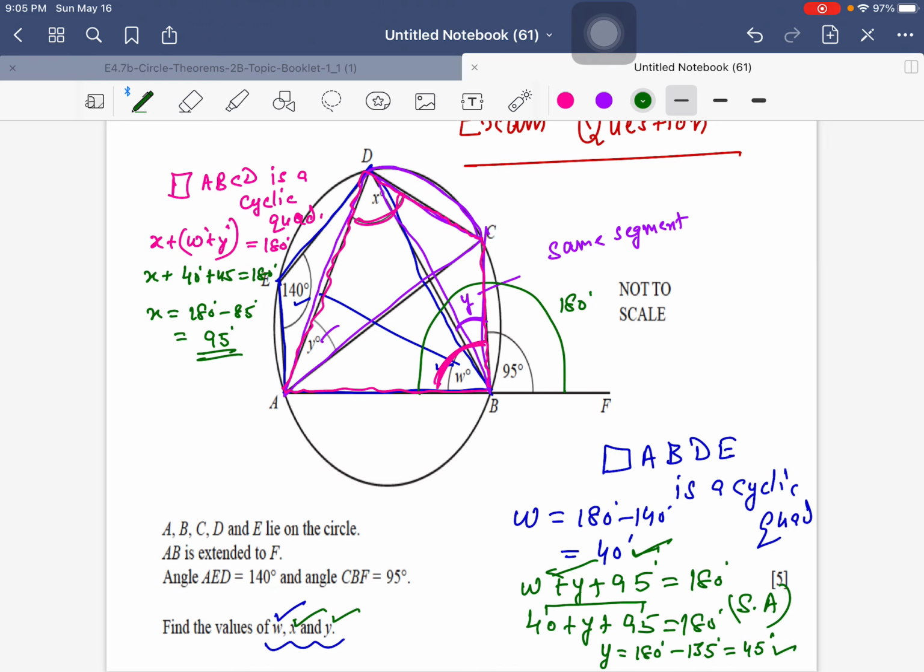So basically we used two theorems: theorem number 1, the same segment theorem, and theorem number 6, the cyclic quadrilateral theorem. We used theorems 1 and 6 continuously to get the values of the unknown angles x, y, and w. I hope you guys understand. Take care.